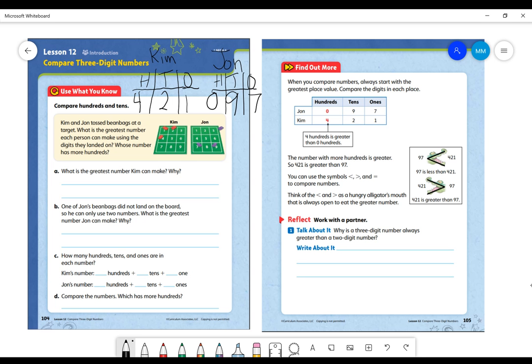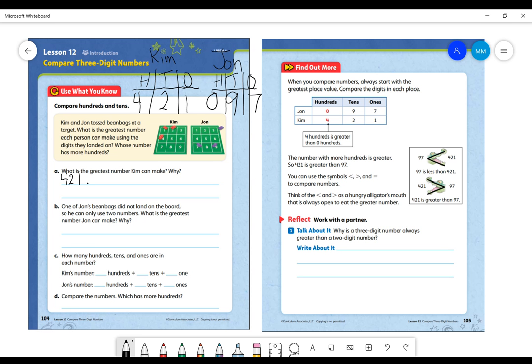Let's go ahead and look at letter A. It says, what is the greatest number Kim can make? Look at our hundreds, tens, and ones chart, my smarties. What number could Kim make? Using the digits, she could make the number 421.